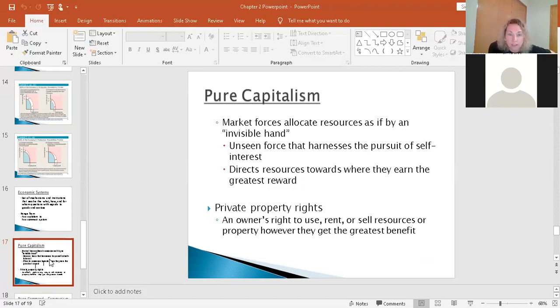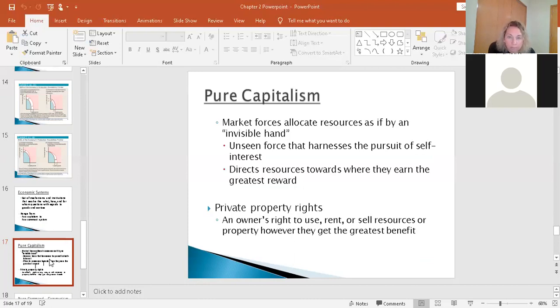This type of economic system would direct resources towards where they earn the greatest reward. You and I have an incentive to produce the greatest amount of benefit. Companies have the interest to produce the greatest amount of profits, and somewhere in between, right? We work it all out, but that would be pure capitalism if everything was done that way, with that interest in mind, greatest reward. One of the biggest differences between these two extreme economic systems is private property rights.